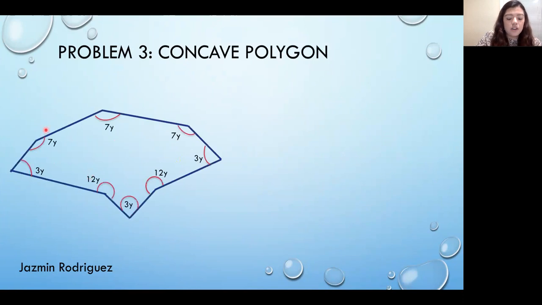Okay, so this is our polygon, and it wants us to identify the measures of all of its angles. And the way that we're going to do that is we're going to use our formula for our interior angles. And that is represented by n minus 2 times 180 degrees. n represents the number of sides that our polygon has.